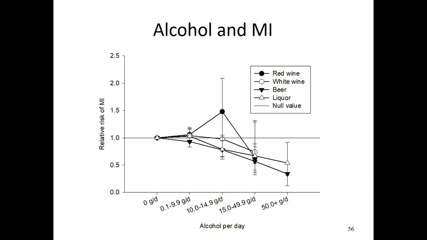And so they're looking at rates of heart disease by alcohol drinking and what type of alcoholic beverage. Again, this is one of these relative risk graphs where one is null, and you can see that for any type of alcohol intake, the more you drink, the lower the risk of MI. And this is pretty consistent. There have been a lot of studies that looked at this.